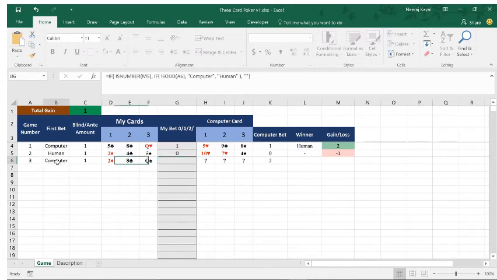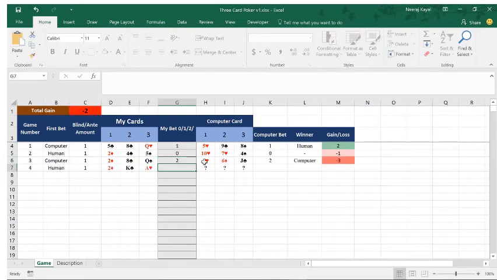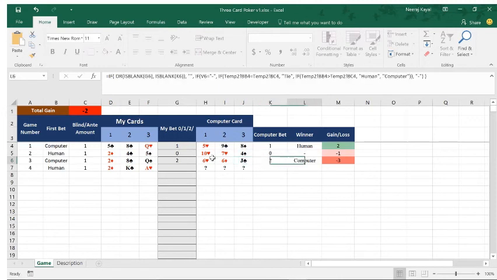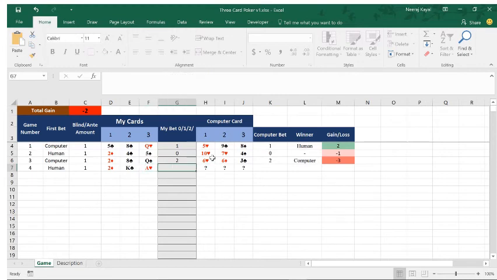Now in the third game, it's the computer's turn to make the first bet. It looks at its cards and has made the bet of 2. This signifies that maybe the computer has good cards. Let's see. I will also match its bet. The computer had two sixes, a 6 and a 6. So the category for it was pair, and my category was just a high card. So the computer's hand is stronger, and hence it wins. And so I've lost 3 in this game.